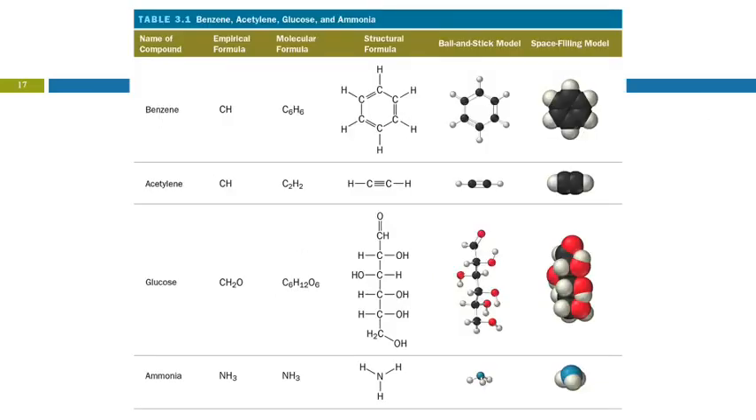So here's a table from your textbook showing 4 different compounds and the various ways they can be represented. Glucose is blood sugar. Here's its empirical formula, the molecular formula, the structural formula, ball and stick model, and space-filling model. Now, on the space-filling model, you can't see all of the atoms, right? It's three-dimensional, and some of them are on the back. So this is useful in some situations and not in others. Any questions?